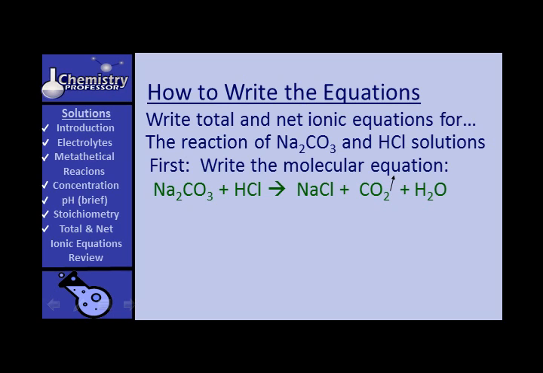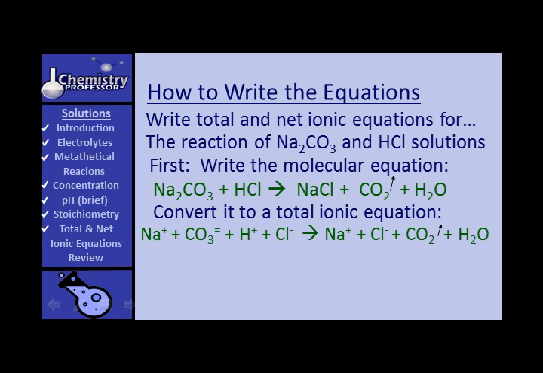Remember, this is the one that produces H2CO3 that you look for? Yeah. Now convert it to a total ionic equation. Well, the sodium carbonate is soluble, so it's going to exist as ions. The hydrochloric acid is a strong acid, so it likewise will exist as ions. The sodium chloride is soluble and is a salt, so it's going to exist as ions. Carbon dioxide is going to come off as a gas, and the water molecule is going to be formed.